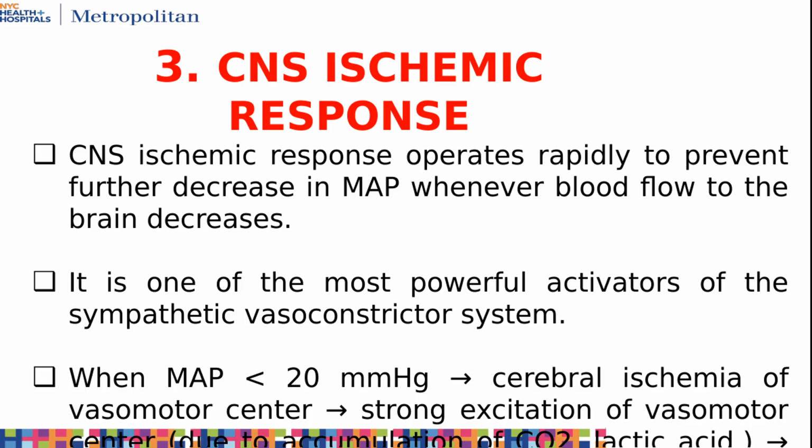The CNS ischemic response is the emergency reflex. It operates rapidly to prevent further decline in MAP when blood flow to the brain itself becomes critically low. If MAP falls very low, the vasomotor center becomes ischemic, carbon dioxide and lactic acid accumulate, and the sympathetic vasoconstrictor system is powerfully activated. This is one of the strongest vasoconstrictor responses in the body.